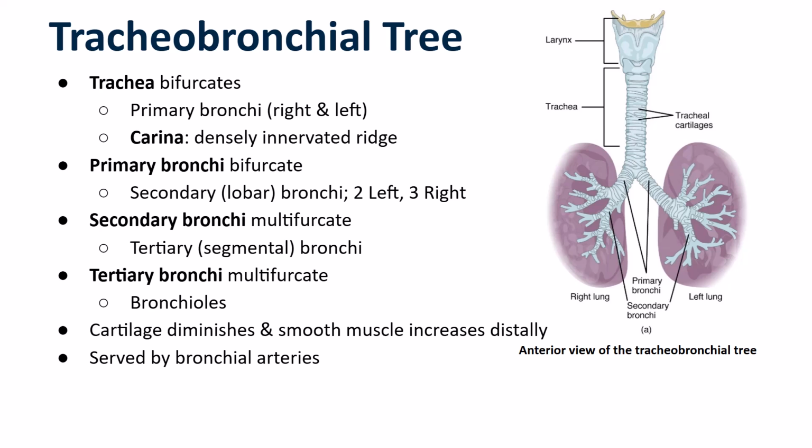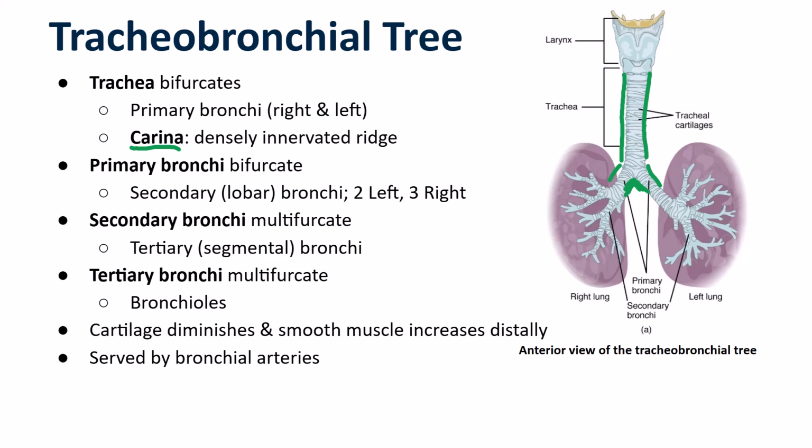So let's take a look at the tracheobronchial tree in its totality here. So here is the trachea, and the trachea is going to bifurcate into primary bronchi, left and right. At the point where they do bifurcate, there is a ridge of cartilage called the carina. Carina means keel, like the keel of a ship, and the mucosa there is densely innervated, such that if any foreign bodies were to traverse the trachea and hit that, it would trigger a coughing reflex, hopefully to expel the foreign body out of the conductive pathway.